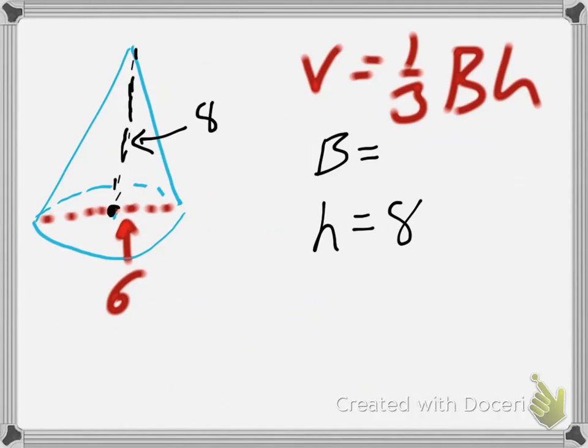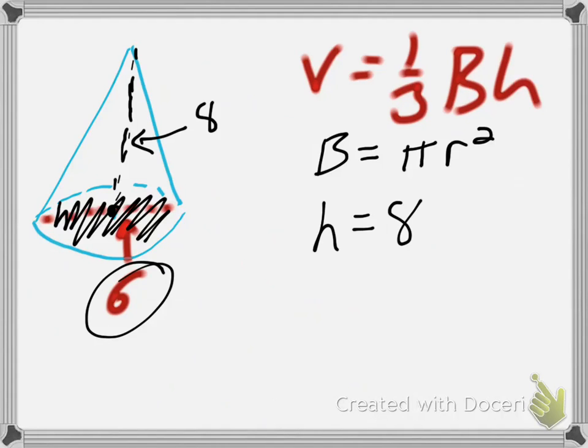Now the area of the base is different here because we have a circle as the base. And the way you find the area of a circle is by using pi r squared. So to figure out pi r squared, you have to know what r is. Here we see the diameter is 6, so r would be half of that, which is 3. So I'm going to erase this r and put 3. 3 squared is 3 times 3, which is 9. So here we have 9 pi.